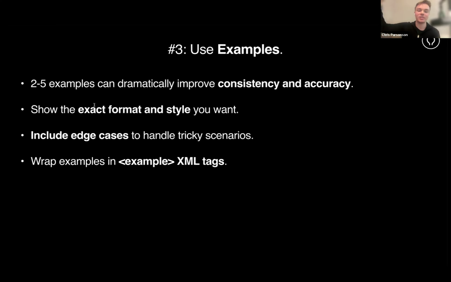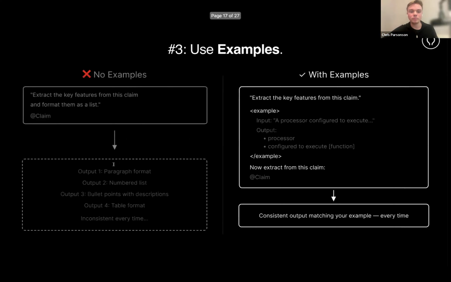So you should show the AI exactly what format and style you want the output to be in. And it's also very useful for you to include difficult edge cases, handling of tricky scenarios. That could be very useful for guiding AI to understand what kind of thing you're looking for. And of course, you should then be wrapping those examples inside XML tags.